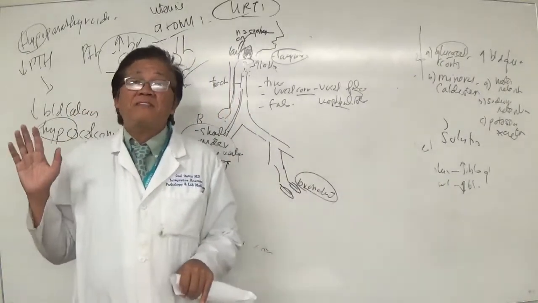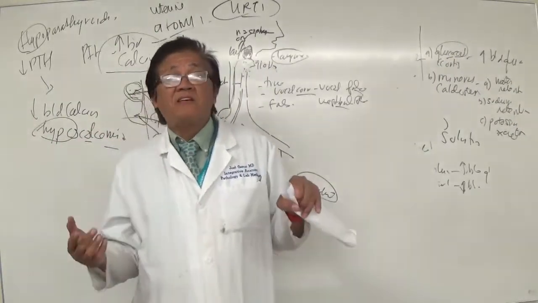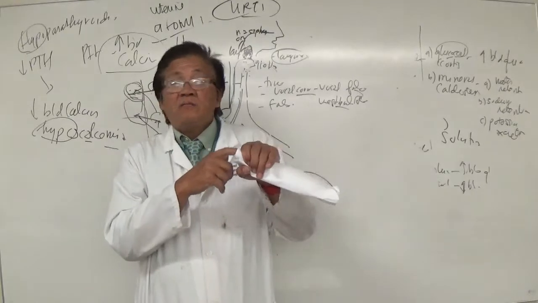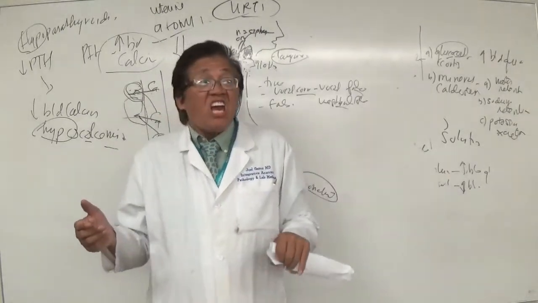How many of you are asthmatic here? We talked about this before, right? When you have an asthmatic attack, obviously the smooth muscles contract. You have bronchoconstriction, you end up with wheezing.